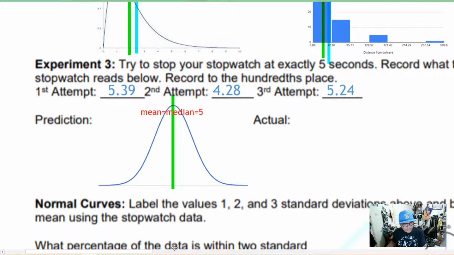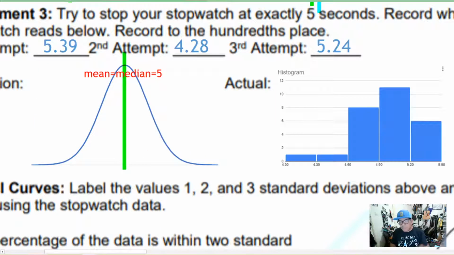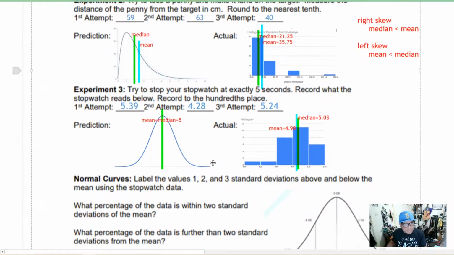Well, what did it actually look like when we did this in class? Well, we got an actual distribution that looked like this one, with a median at 5.03 and a mean of 4.98. So really close, which should indicate some degree of symmetry in this distribution.